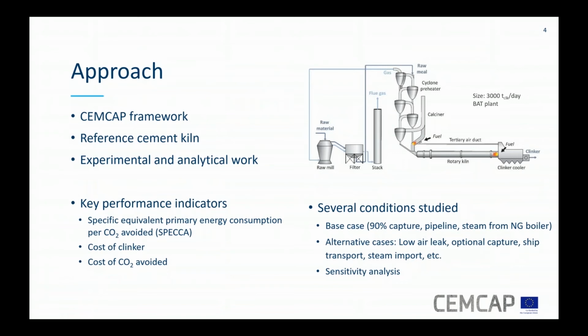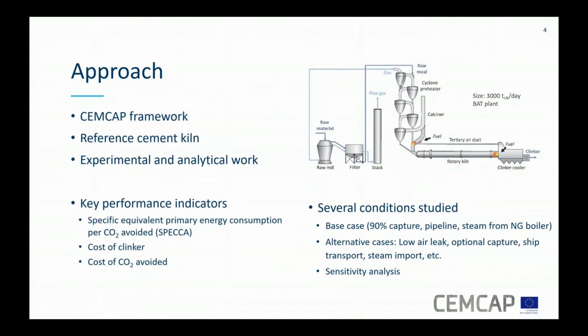Now, the approach or the methodology that we have used in our analysis is described in detail in the CEMCAP framework. And this document can be found on the CEMCAP project website and also on the online repository Zenodo. And I will show you after the presentation how to access that and see through the different reports in CEMCAP that are uploaded there. Now, the framework document includes information on, for example, the cost estimation methodology and the different assumptions that we made to carry out our analysis, but also technical assumptions and technical descriptions of both the reference cement kiln, which is shown here to the right, and this was taken as a best available technology plant, but also technical descriptions of the CO2 capture technologies.